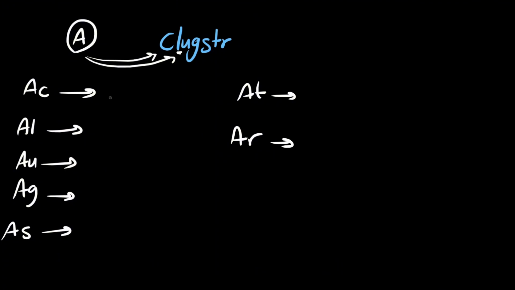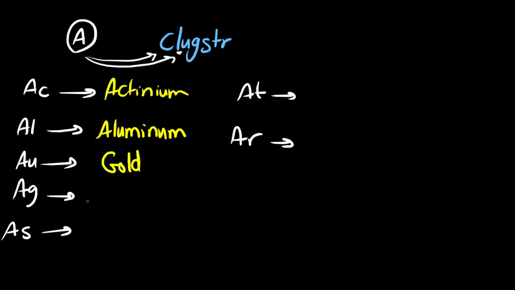AC is actinium, Al is aluminum, Au is gold. Ag is something similar to it, and there's a hint: it doesn't start with the A at all, just like gold. It's also a noble metal. It's silver. As is arsenic. And for At, it's astatine.